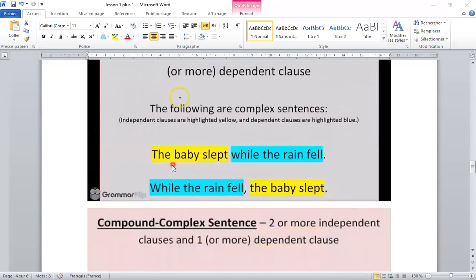For example, we have a sentence with blue color and with yellow. The baby slept while the rain fell. Fell is the verb to fall. In the simple past we say fell, and the past participle becomes fallen, F-A-L-L-E-N. So where is the independent clause, or where is the main clause in this sentence? The baby slept while the rain fell.